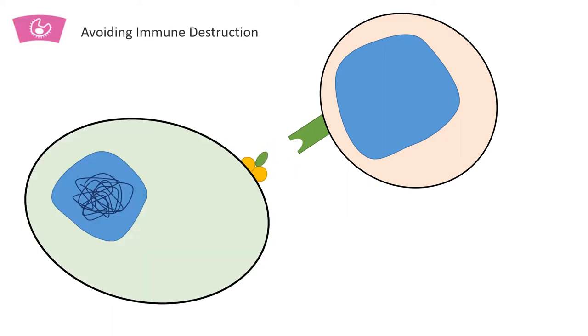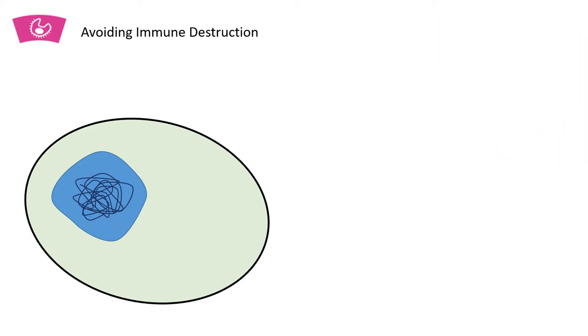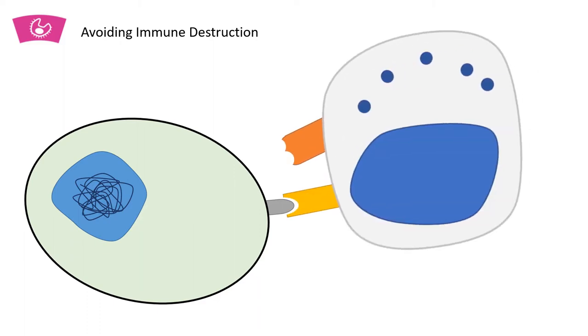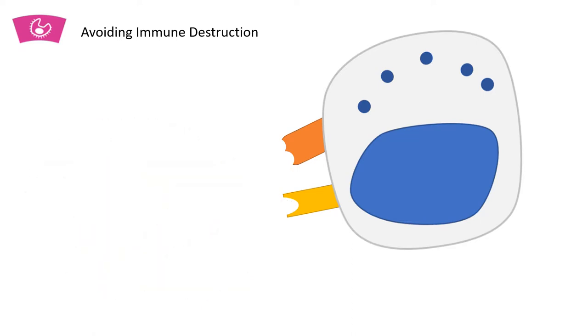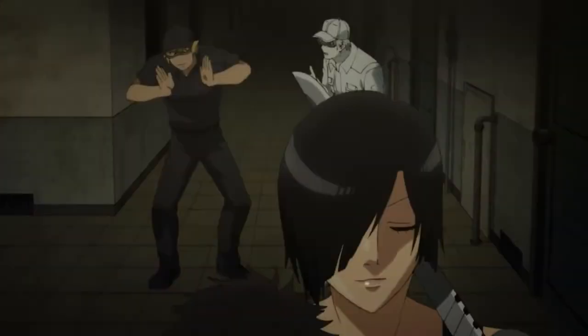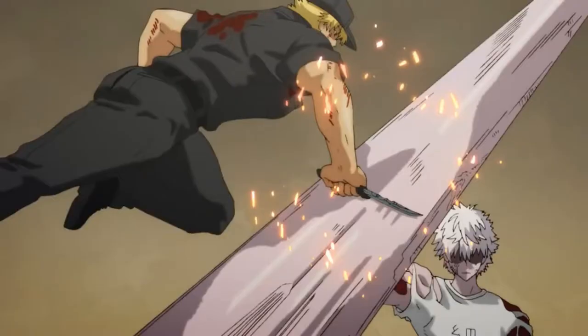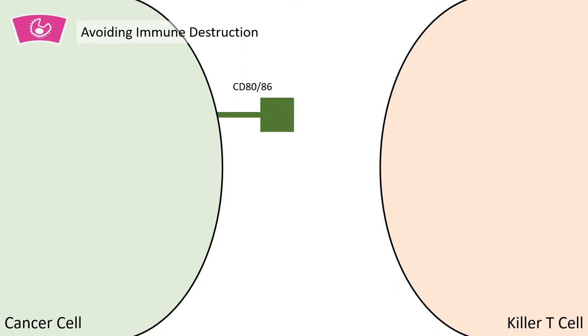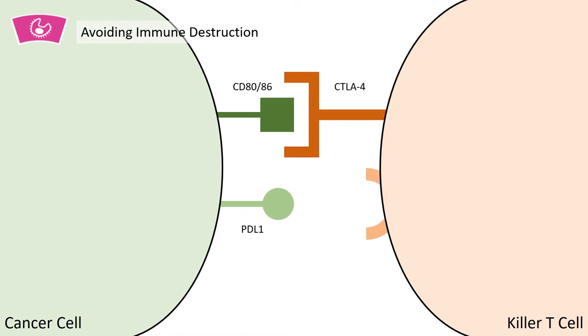So, cancer cells avoid immune destruction by downregulating expression of MHC1. However, by doing so, they risk being killed by natural killer cells, which target cells lacking MHC1 molecules. Just like how NK cell knew that the cell who guided them was a cancer cell, while killer T cell remained none the wiser. Cancer cells can also inactivate T cell activity by expressing CD80/86 or PDL1, which binds to CTLA4 or PD1 respectively on killer T cells.